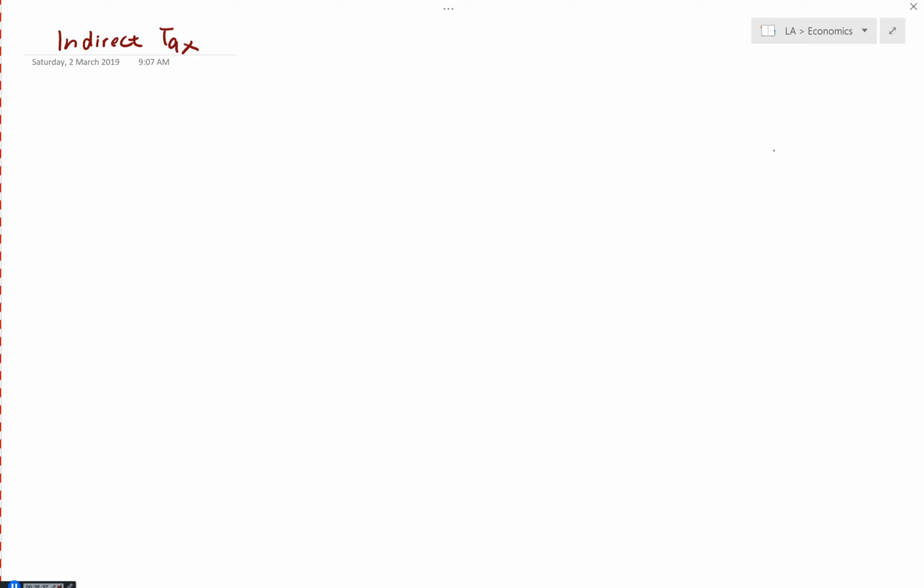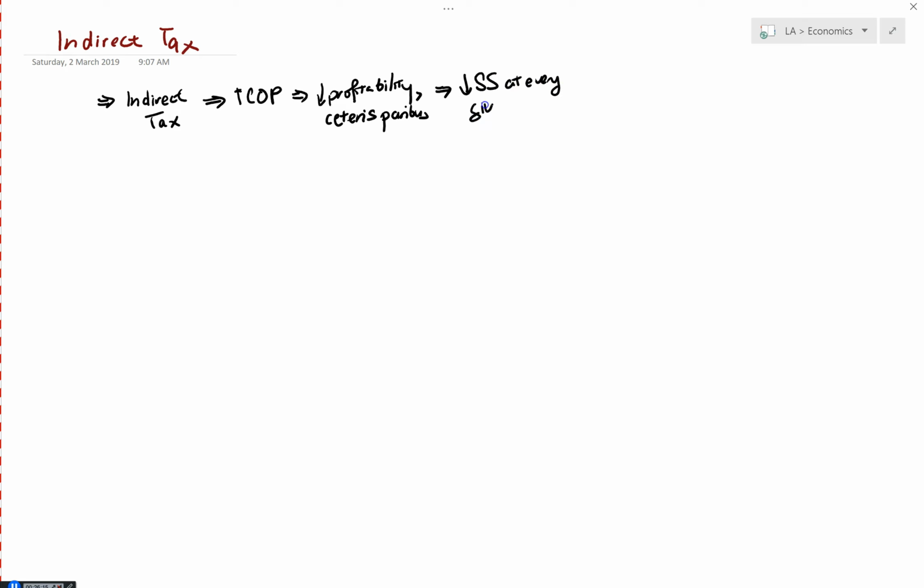Okay, so now when there's an imposition of indirect tax, it leads to an increase in cost of production because it's the producers that pay the cost. Then there will be a decrease in profitability. Remember I told you, every time the cost of production changes, you always need the profitability. Just put ceteris paribus. This leads to a decrease in supply at every given price.